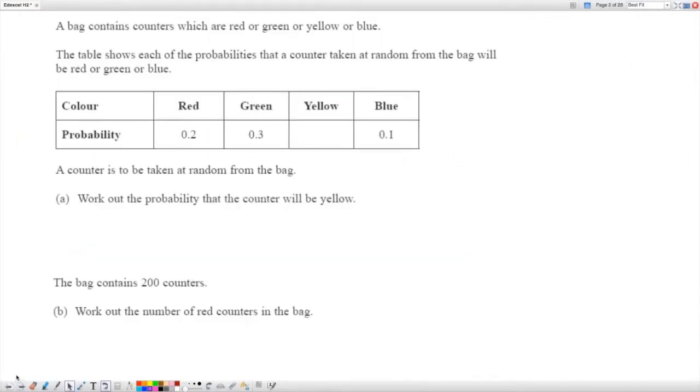A bag contains counters which are red, green, yellow or blue. Here we have the probabilities for each counter shown. We need to identify the probability the counter will be yellow. All probabilities add up to 1. Adding 0.2 plus 0.3 plus 0.1 is 0.6. 1 subtract 0.6 is equal to 0.4. The probability here for yellow.